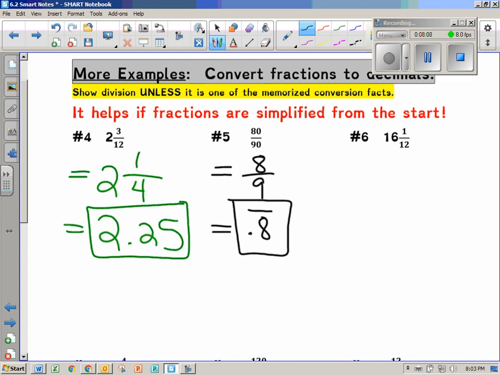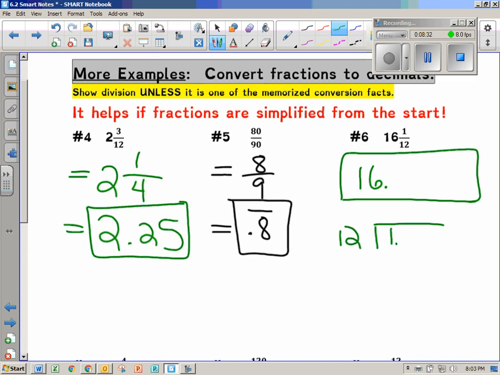And then number 6, you've got a whole number, so you only need to really worry about the 1/12. If you're afraid you're going to forget, what I kind of like to do sometimes is go ahead and write this 16 point, like that's where I'm going to put my answer. Right there, and then down below it I'll do my division, where I do 1 divided by 12. I'll add a couple of zeros, so 12 won't go into 10. Remember to be really careful about how you're lining things up.